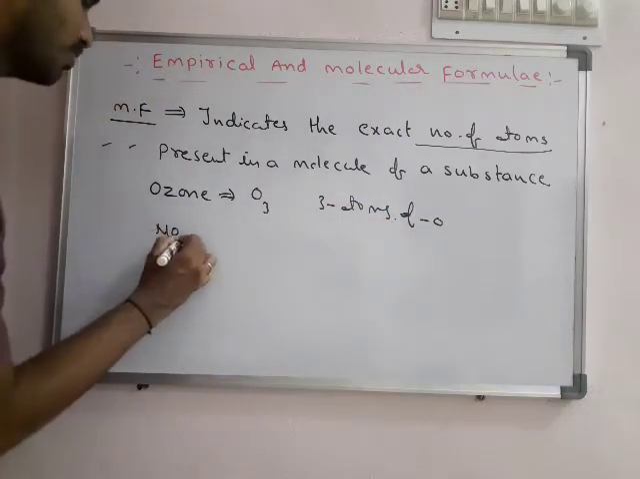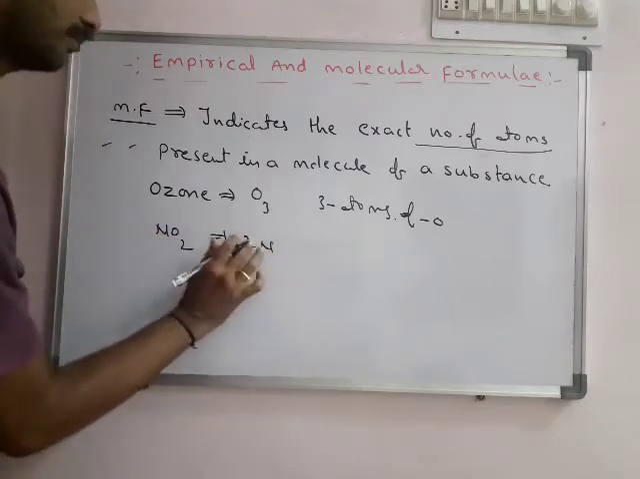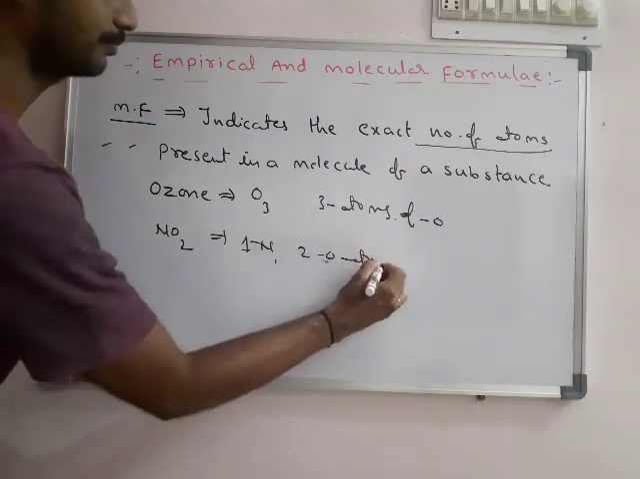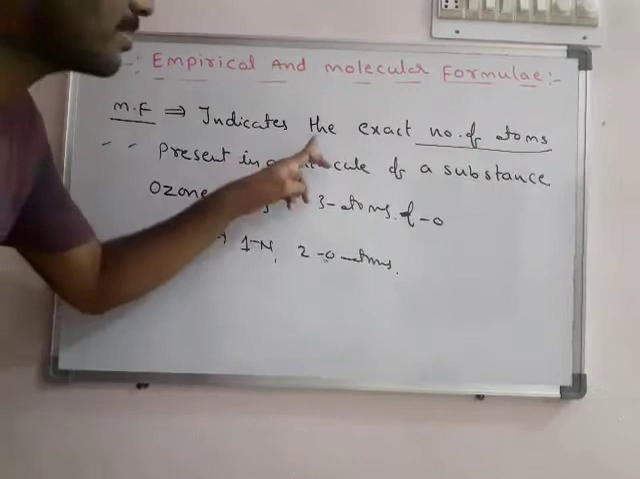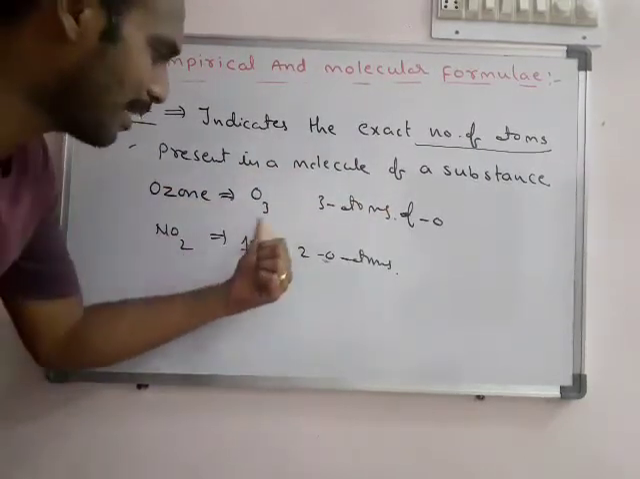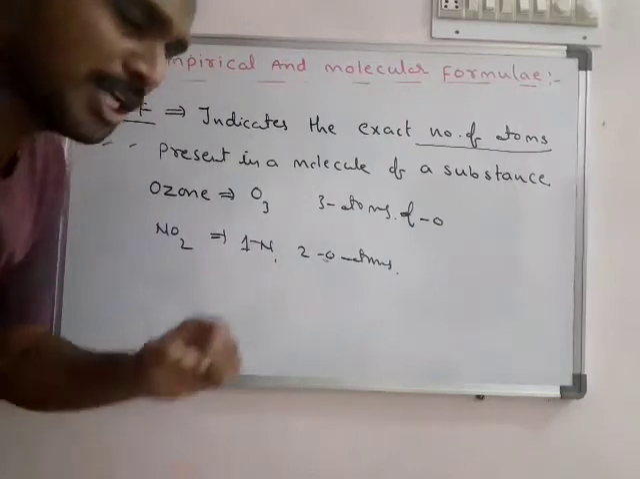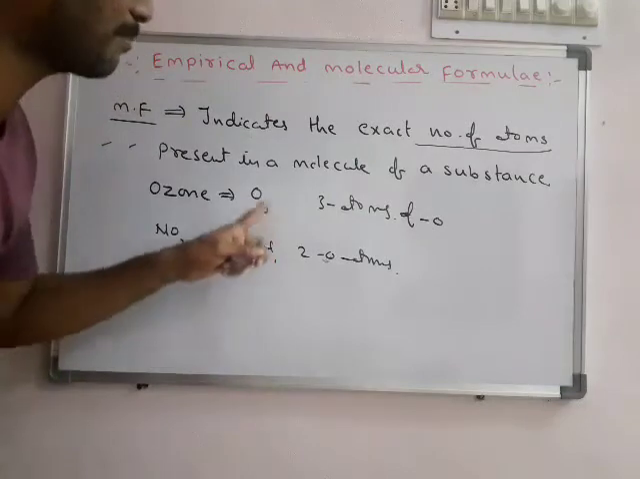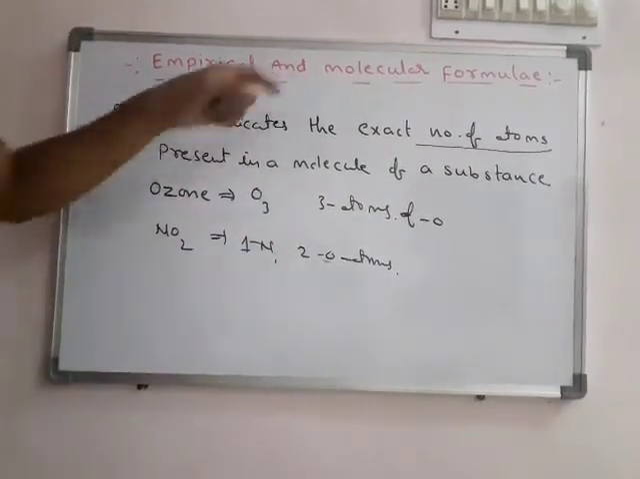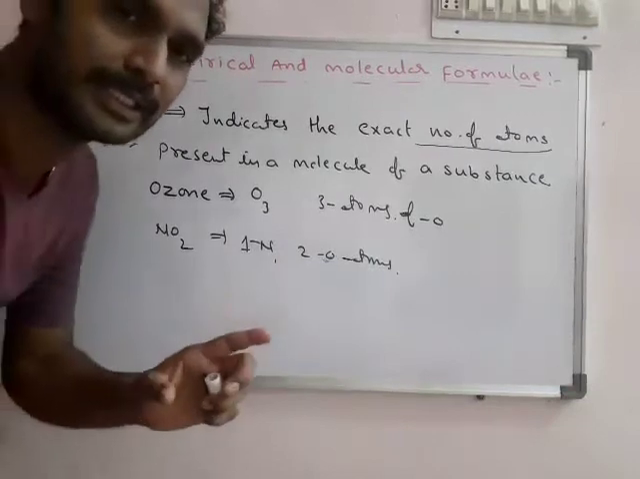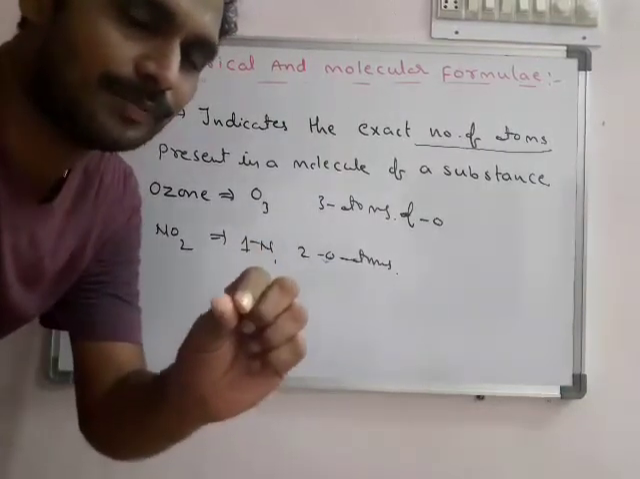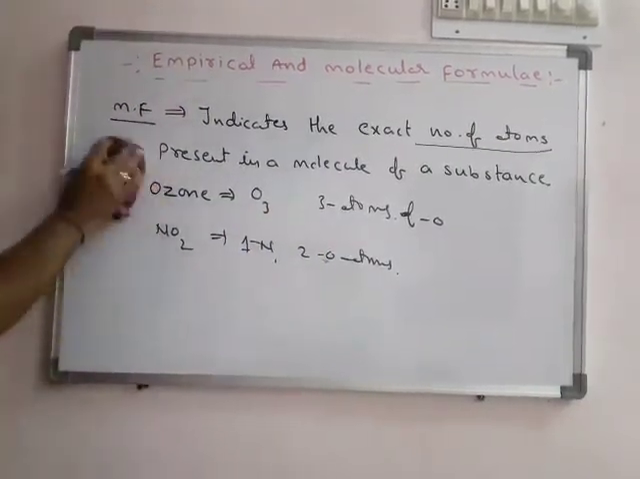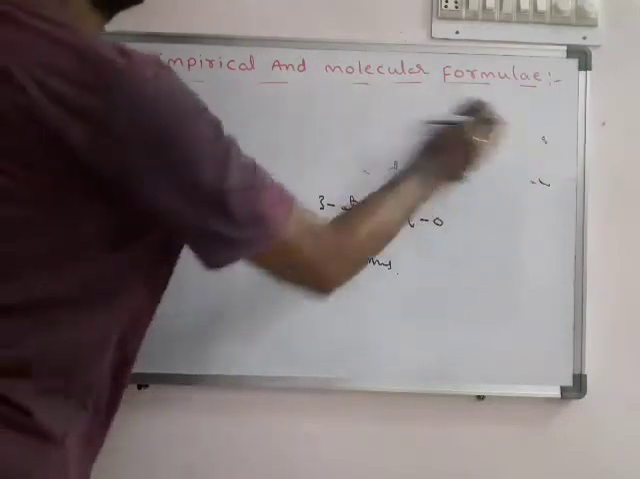If you take nitrogen dioxide, it contains 1 nitrogen atom and 2 oxygen atoms. Means it indicates the exact number of atoms of the same element or different elements. So if we state the exact number of all atoms of all elements in a molecule, that is treated as the molecular formula. Simply remember that molecular formula gives the exact number of atoms present in a molecule of a substance. Then what about empirical formula?